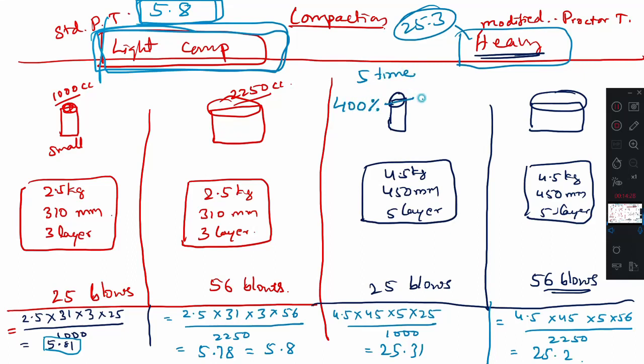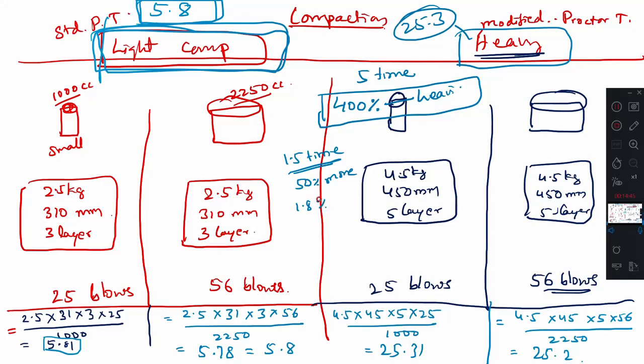Understood? Remember, 5 times heavier means approximately 400% heavier. Always you have to subtract 1 and give the answer. When I multiply 1.5 times, this is 50% more. When I say 1.8 times, then this is 80%. Like that, when I multiply 5 times, I have to say it is 400%. This heavy compaction is 400% more than the light compaction. Okay, this one you have to remember.